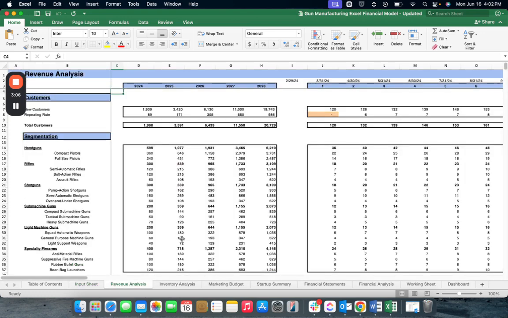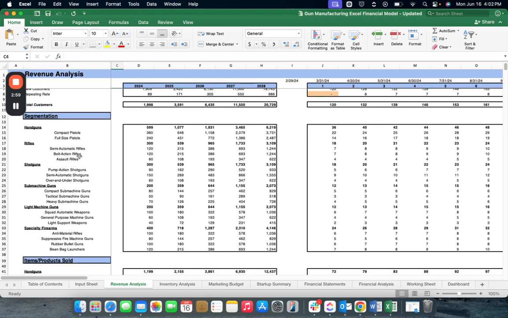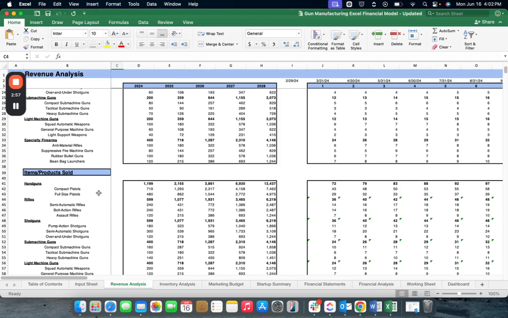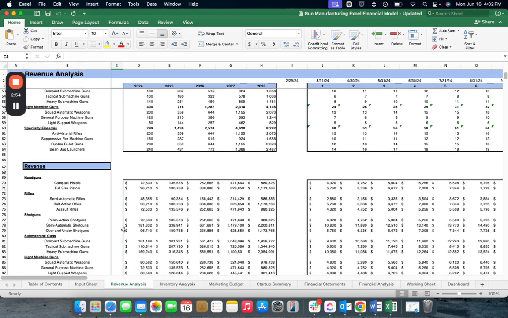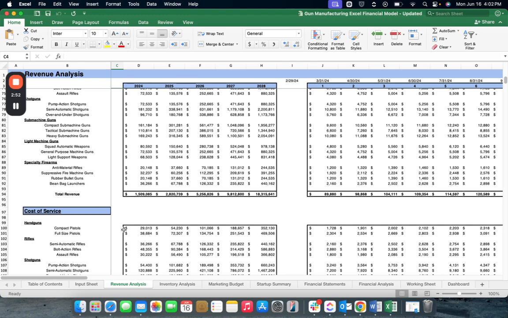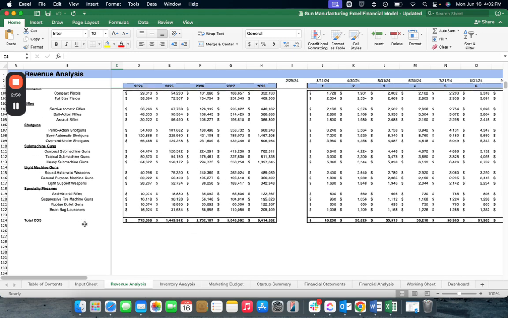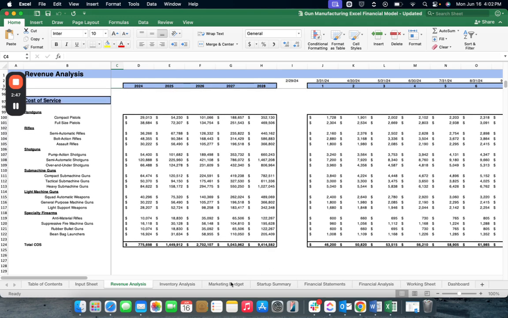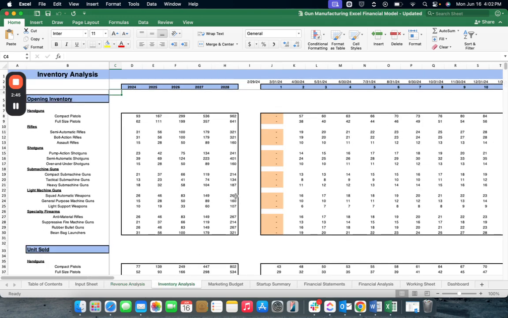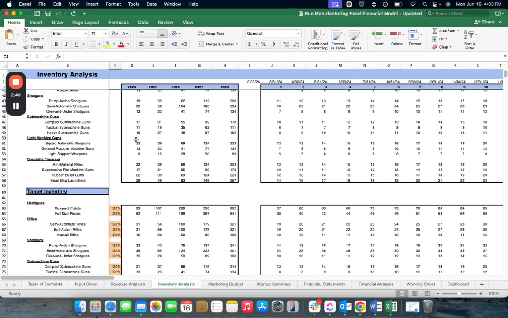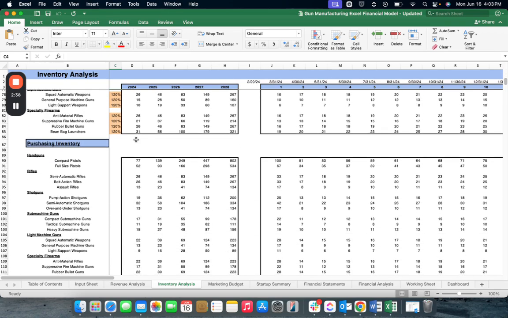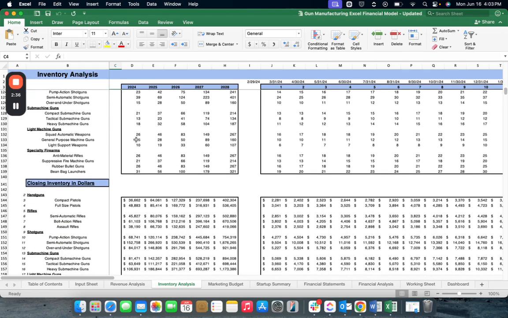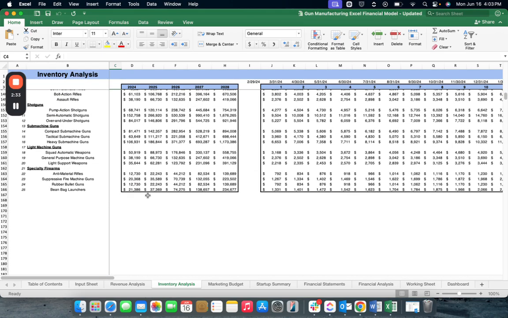Coming towards the revenue analysis, it's a detailed analysis of the revenue. We have new customers, repeating rate, segmentation by product, the items per product sold, and the revenue from the sales of each product. Then we have the cost of services directly related to the revenue. Then we have inventory analysis, categorized into opening inventory, units sold, target inventory, purchase inventory, closing inventory, and closing inventory in dollar amount.